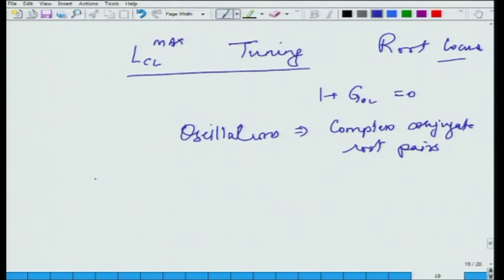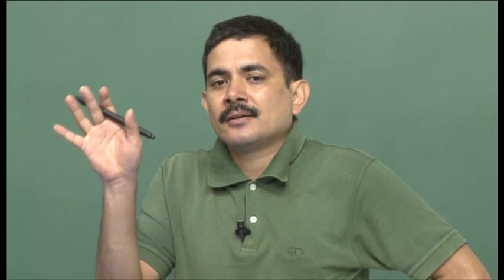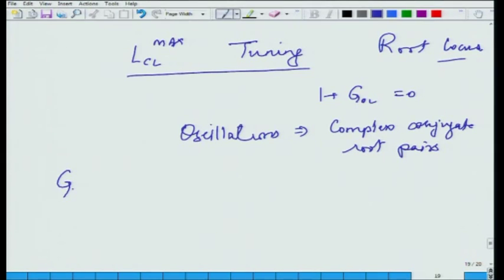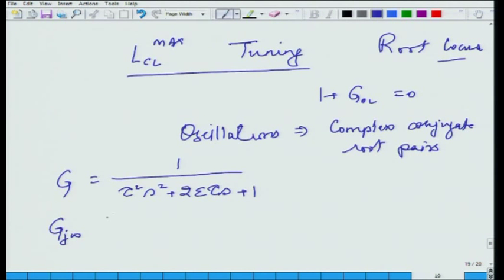So, what is the simplest transfer function that can give you oscillations? That is the second order underdamped system. What is the second order underdamped system? Let us say the gain is unity, it is 1 over tau square s square plus 2 epsilon tau s plus 1, and if you do G of j omega, you will find that this is actually 1 over tau square j square omega square, that will make it minus tau square omega square, plus 2 epsilon tau omega j plus 1.